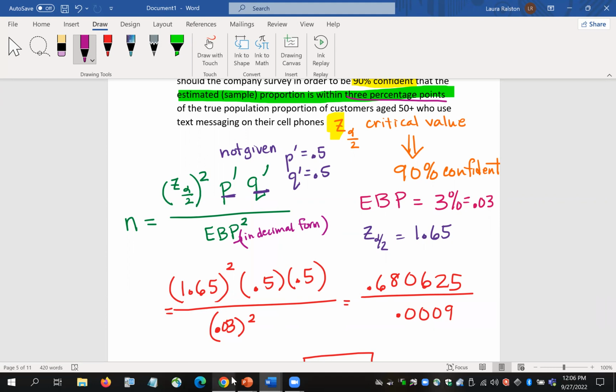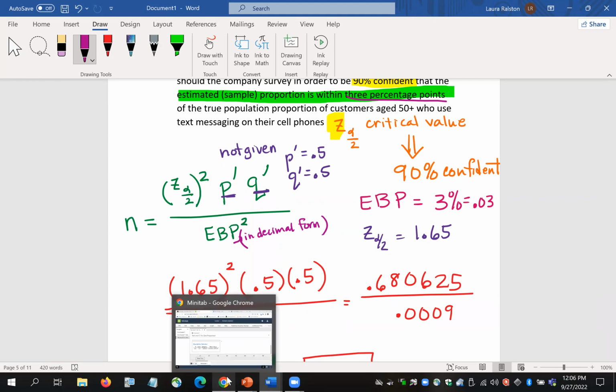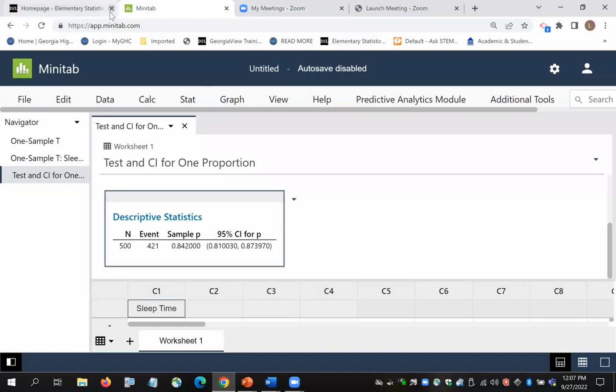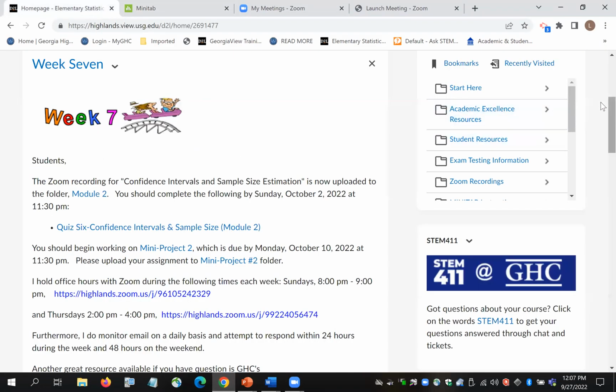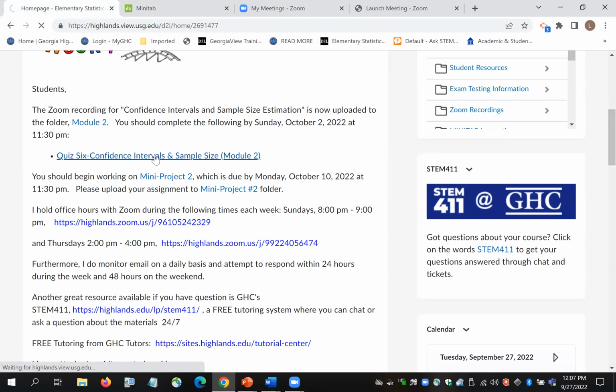Okay, so that finishes the content related to confidence intervals. We actually talked about 3 different types. We talked about Z intervals for the mean. We talked about T intervals for the mean. And we talked about Z intervals for a proportion. So on quiz 6, when you look at quiz 6, let me see if I can get out to it.